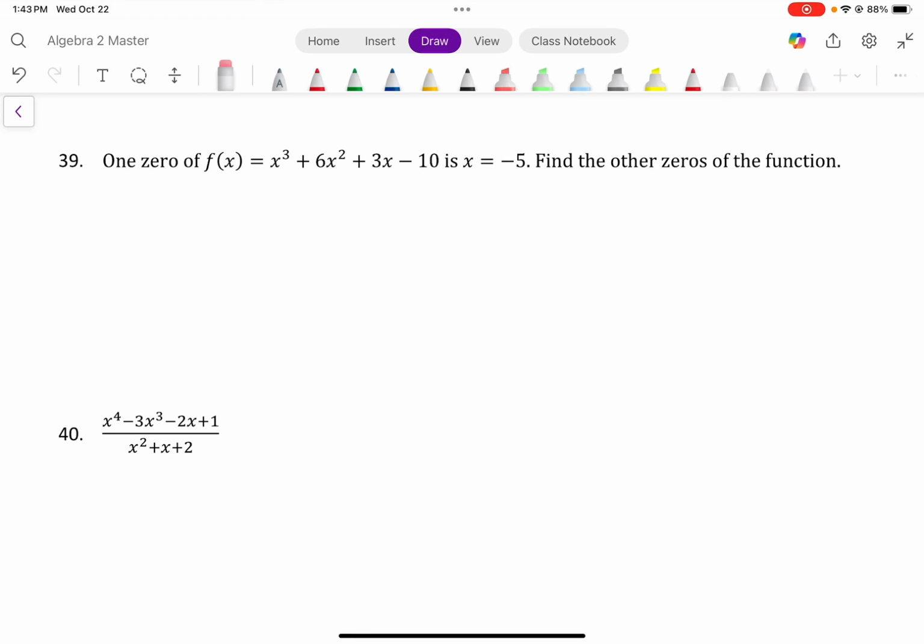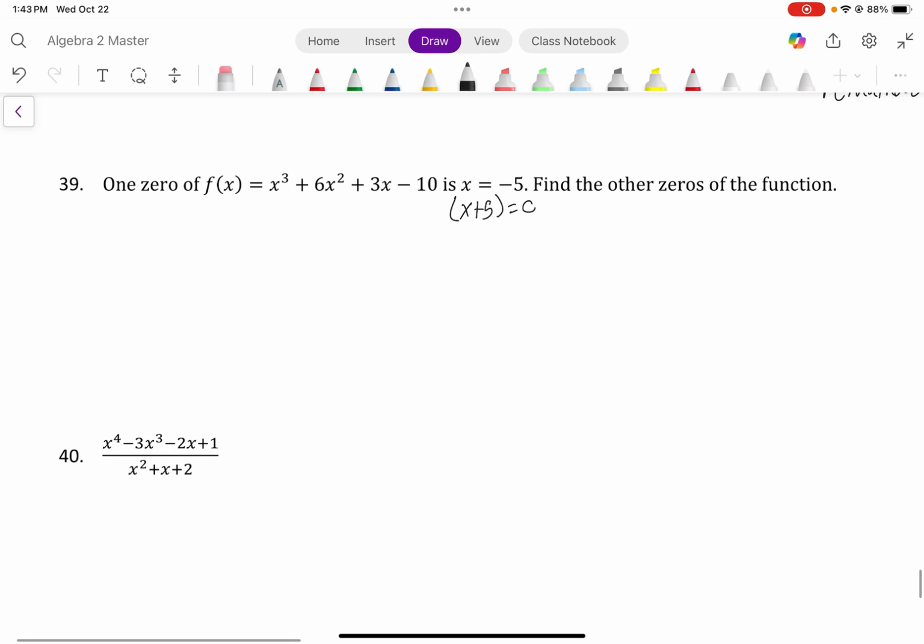In this video, we're going to do a couple more remainder theorem type questions where we're going to find zeros based off of knowing one zero of a polynomial. So here we know x equals -5 is a zero. That tells us that one of the factors is x plus 5, right? Because x plus 5 equals 0 is how we would get x equals -5.